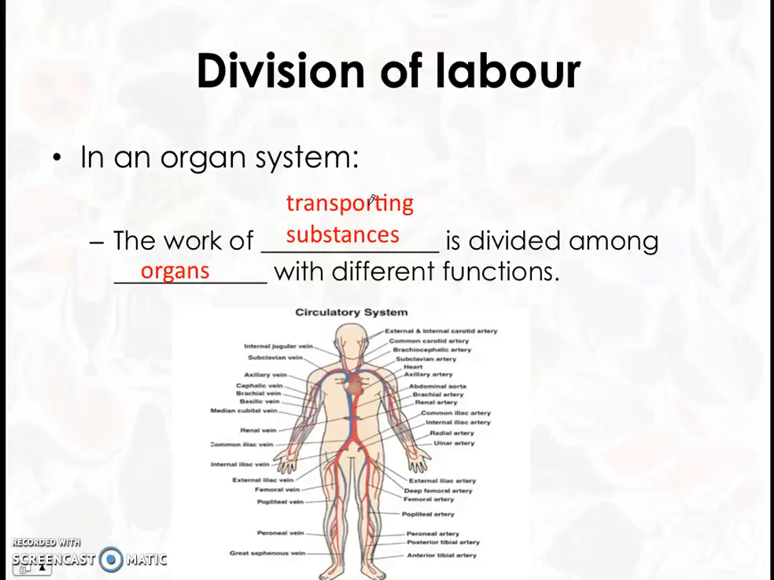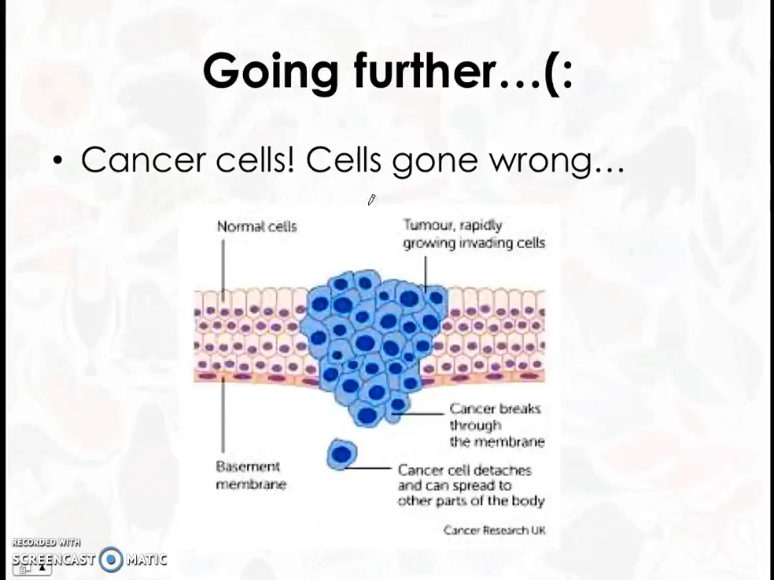Now I just want to end off by going a bit further for people who are interested to find out more. You probably heard of cancer. You probably heard about cancer cells. Well, what are they? And what does it have to do with this topic on cells? You see, cancer is a situation where cells divide uncontrollably. Normally cells need to be organized into tissues, right?